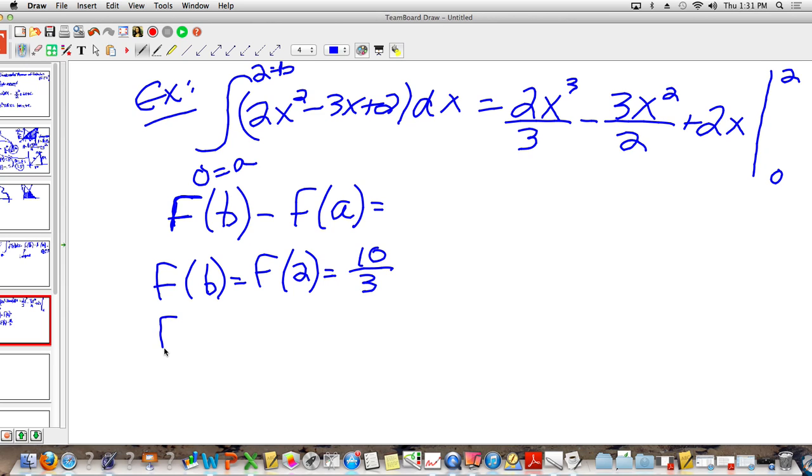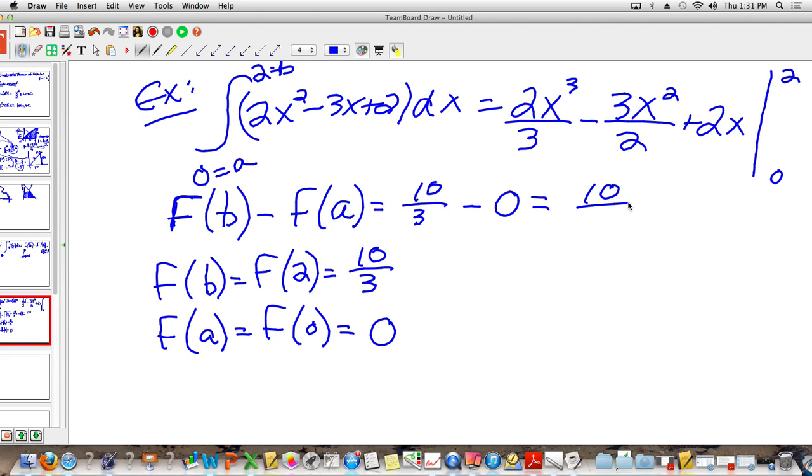Then you need to do F of a, which means F of 0, which is 0. If I put in 0 for all these x's, you get 0. So F of b minus F of a means 10/3 minus 0. That's it.